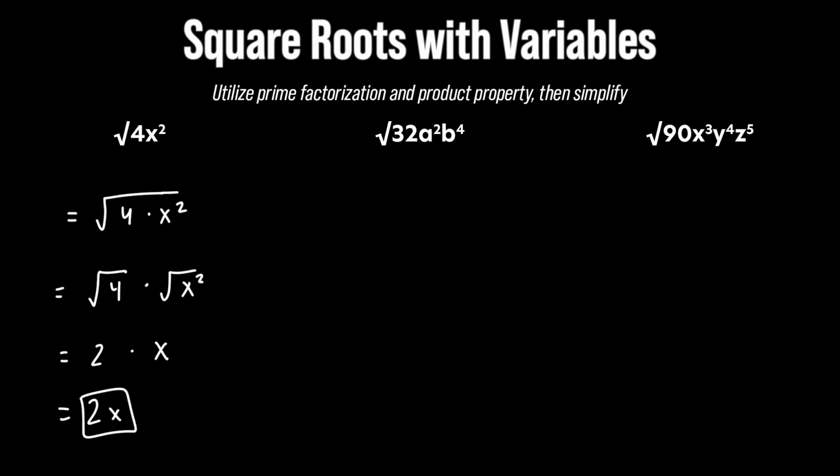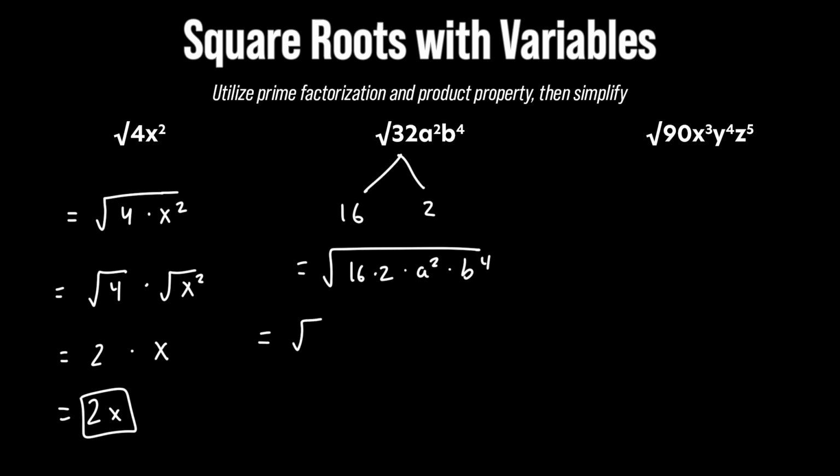Next we have square root of 32 a squared b to the 4th. So first let's use prime factorization on the 32. 16 of which we can take the square root of, so we'll stop there for now. So we can rewrite this as 16 times 2 times a squared times b to the 4th, which is going to equal the square root of 16 times the square root of 2 times the square root of a squared times the square root of b to the 4th.